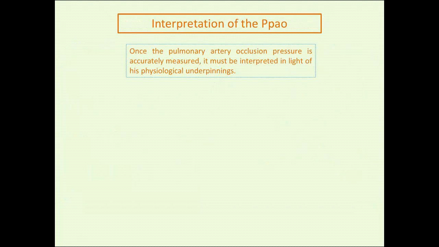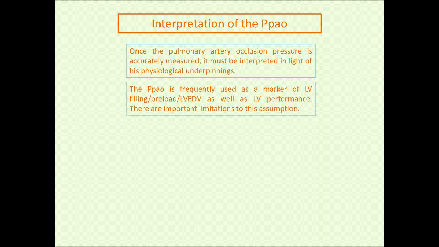So, interpreting the pulmonary artery occlusion pressure. We've talked at length about getting an accurate measurement of the pulmonary artery occlusion pressure and how it's subject to changes in intrathoracic pressure and West zone physiology. But once you have obtained an accurately measured pulmonary artery occlusion pressure, you now need to know what it means. And you have to understand its physiologic underpinnings to know what it means.